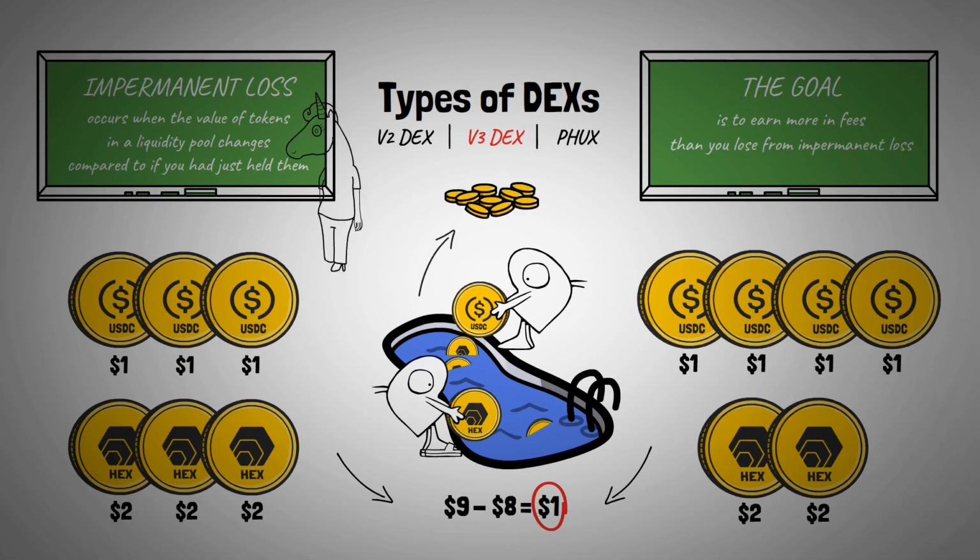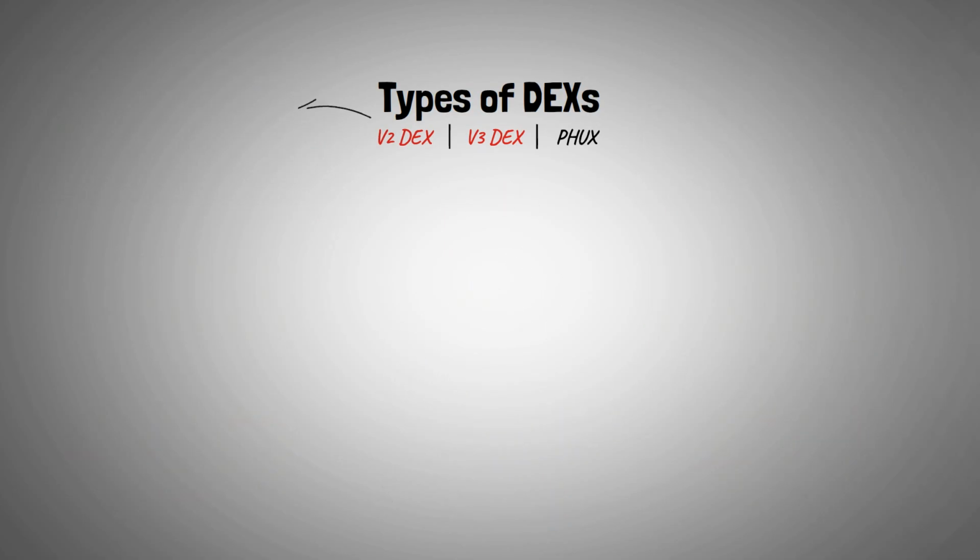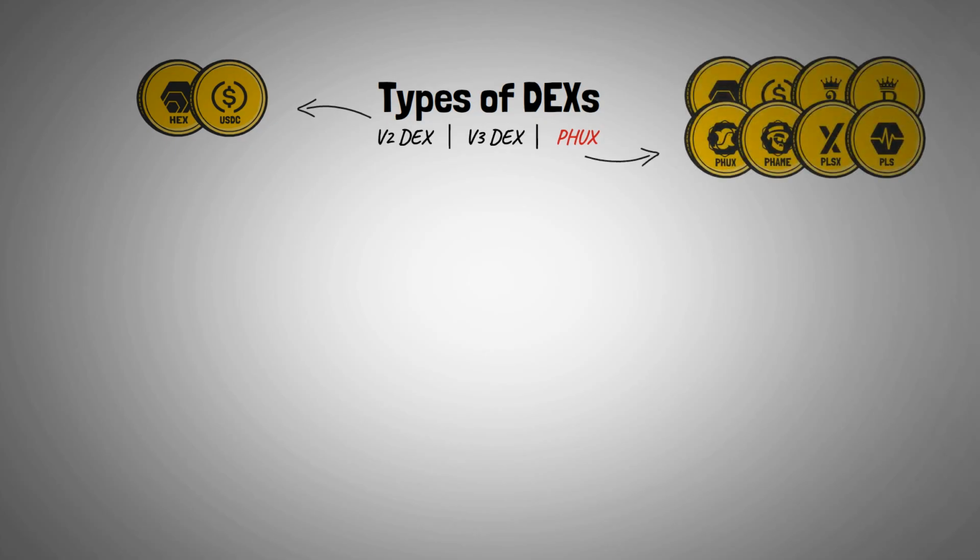Today, most DEXes are based on Uniswap v2 and v3. However, in contrast to these versions, where you can only have 2 tokens within a liquidity pool, certain protocols such as FUX and Balancer allow users to pair up to 8 tokens in a single pool. This gives you exposure to several assets while also earning fees.